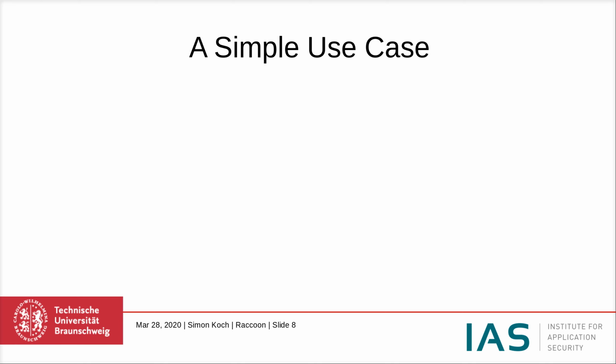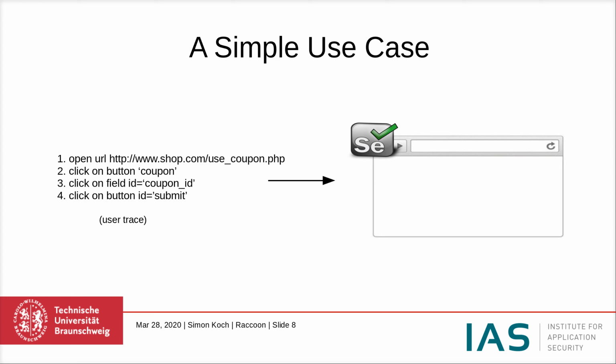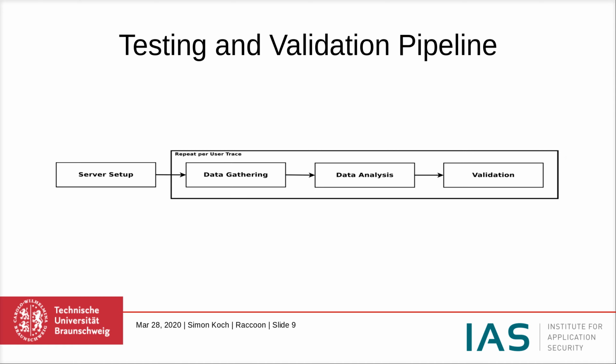We perform those tests on a use case basis, and we define a use case by a set of interactions with the browser, for example, buying something and applying a coupon to the price. To simulate a use case against a browser, we chose Selenium that takes a set of actions and automatically simulates those actions, imitating a human user in the browser. Such a set of actions is called a user trace. We incorporated those user traces into our testing pipeline.